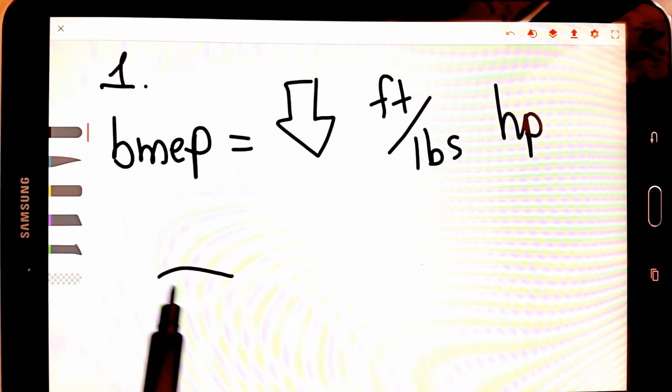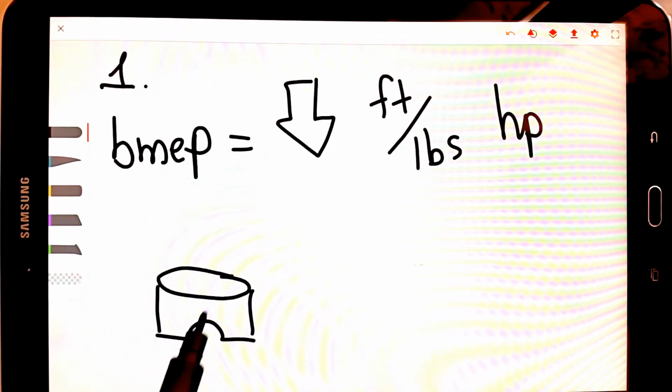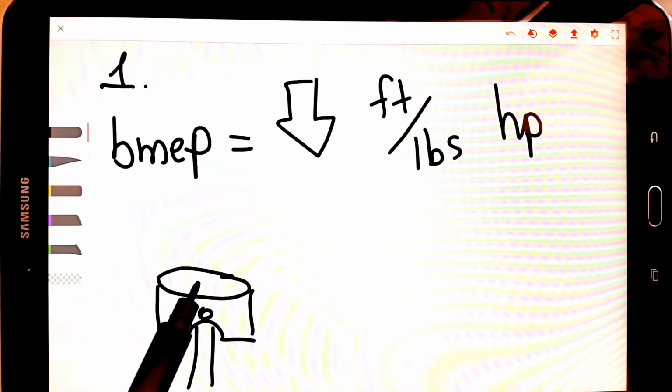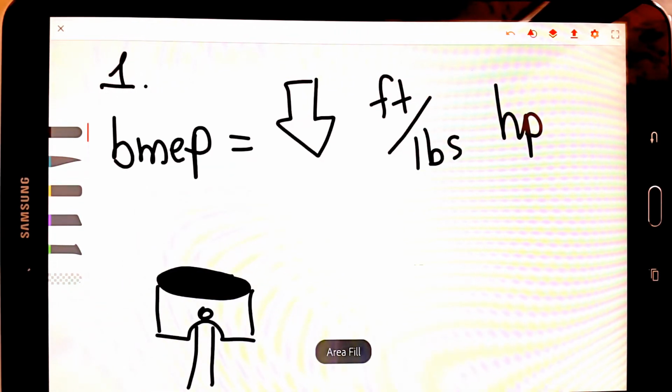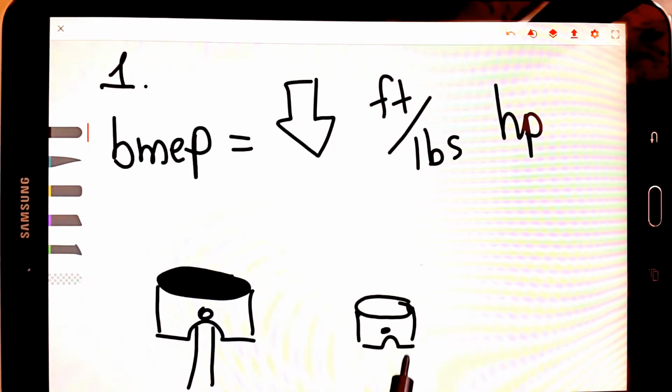So here we have our basic piston. I hope some of you know how a piston looks, so we are on the same page. And we're talking about a piston area right here. Now let's say we have a small piston from a little Honda or Toyota. There you go.